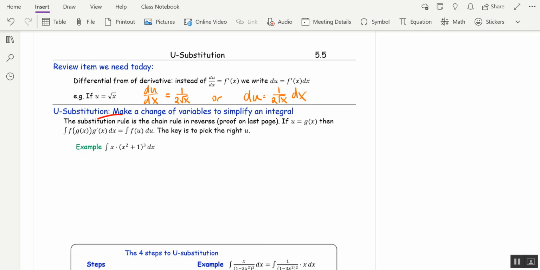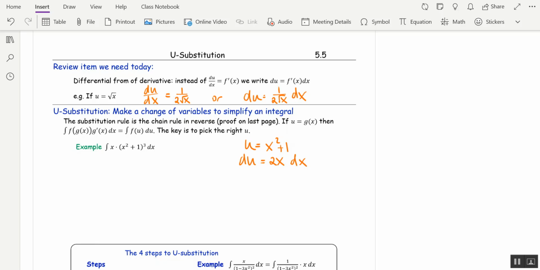So consider this example here, and we want to find an antiderivative for this. Well, we could multiply it all out, but that would take a while. So instead, let's make a substitution. We're going to change variables. I'm going to let u be the inside function, which is x squared plus 1. And then du, the differential form of the derivative, is 2x. I just take the derivative, and then I put the dx on this side.